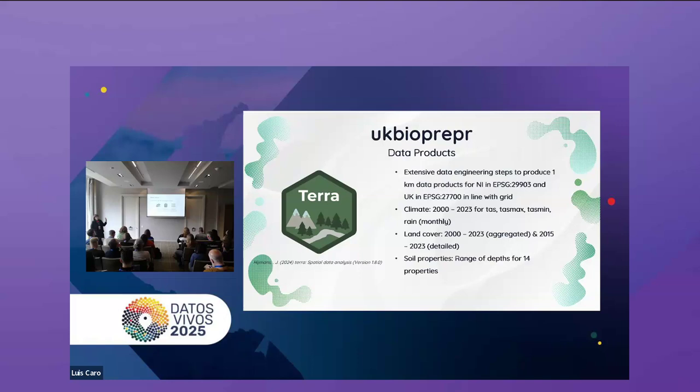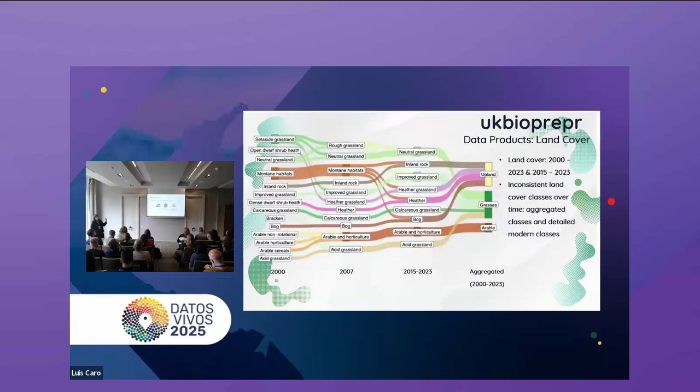It left me with climate data products on climate variables from the year 2000 to 2023, land cover for 2000 to 2023, and 2015 to 2023, and then soil properties at a range of depths. So you're probably wondering why does land cover have two sets? This is because the original data products only existed for certain years. On top of that, through those years, the land cover classes changed due to new methodologies and different data. From 2015 onwards, the land cover classes were consistent. So I used that as a basis to create a modern set of land cover products with more cover classes.